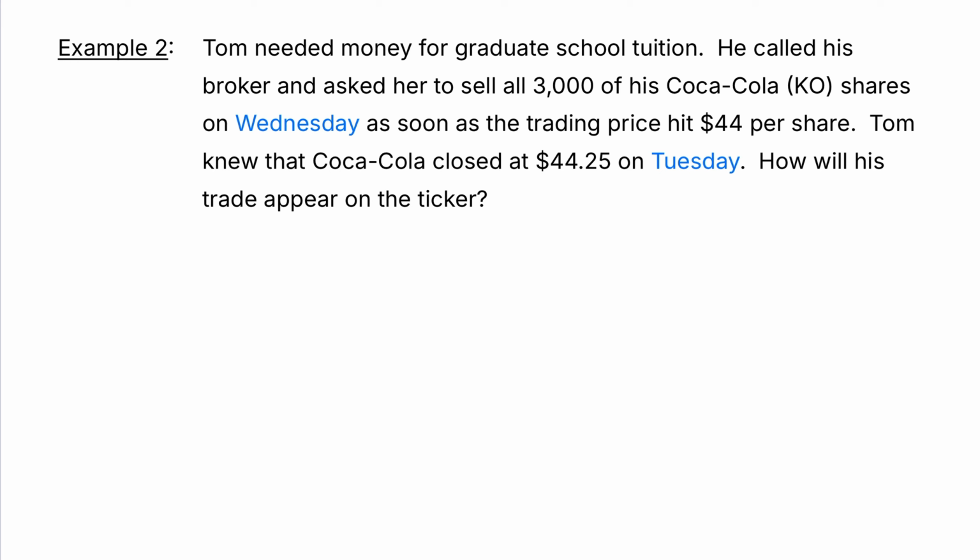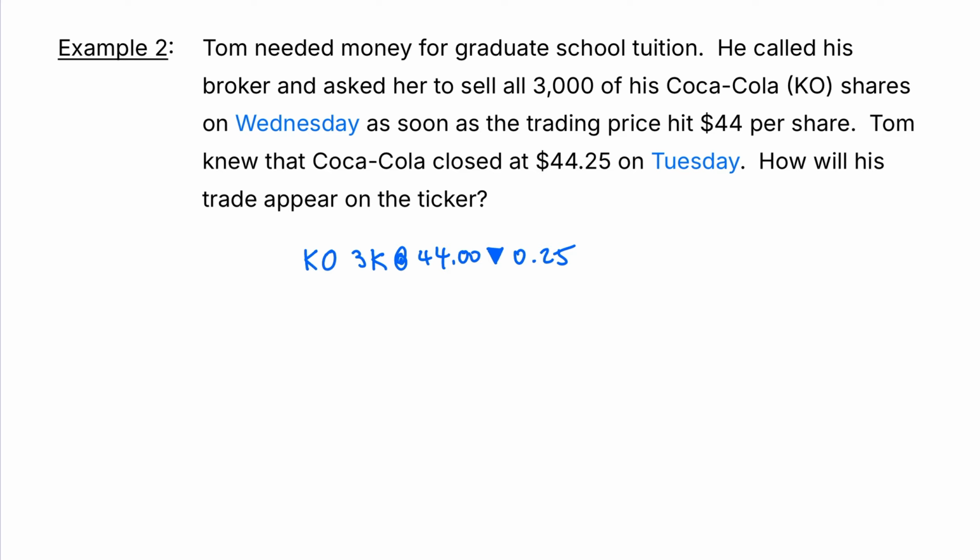All right, so Coca-Cola symbol is KO. And Tom knew that Coca-Cola closed at $44.25 the day before on Tuesday. So how will his trade appear on his ticker? All right, so his trade's going to look as follows. KO, and then that's for Coca-Cola, and then the number of shares, that would be 3K, and then at the price of $44, okay, and that's going to be down 0.25 from yesterday's closing price, okay?